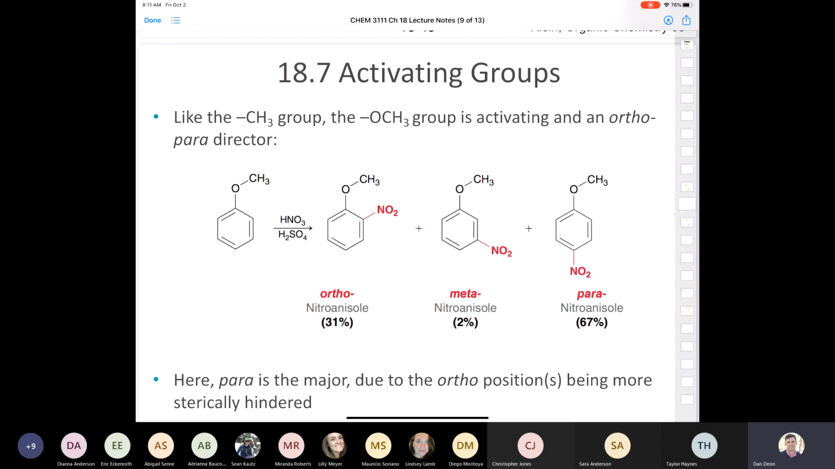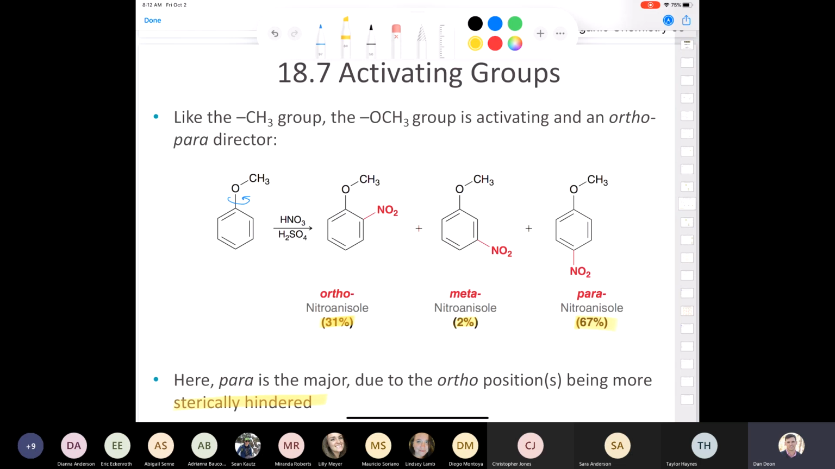Like the methyl group, the methoxy group is activating and an ortho para director. But here, if we take a look at the percentages, you can see that para is actually the major product, and it's simply due to sterics. Nothing more than that. As I told you, the methyl group on toluene is not very big, but once you get that oxygen in there, you have free rotation around this carbon-oxygen bond, which causes some steric hindrance. And so in this case, you're going to end up with more para than you would ortho.